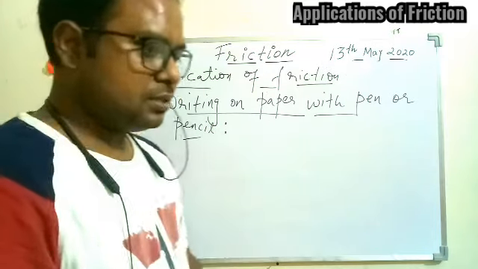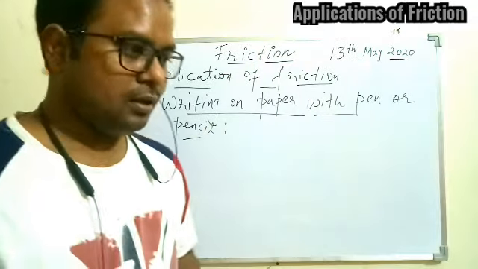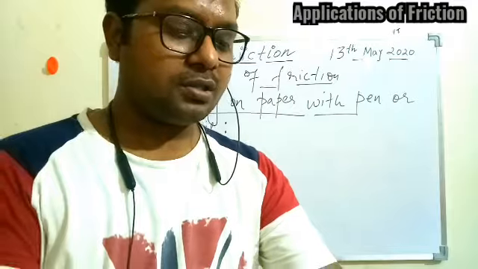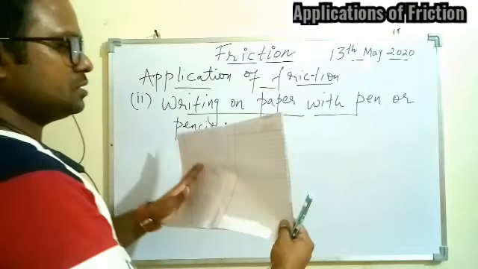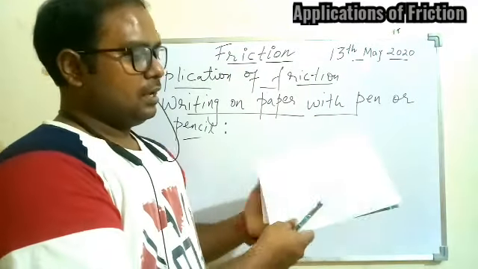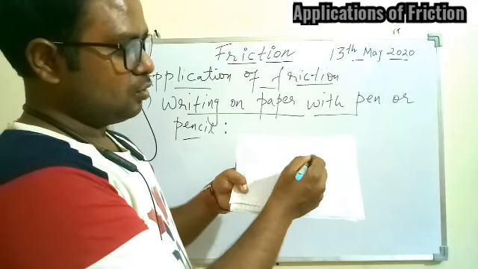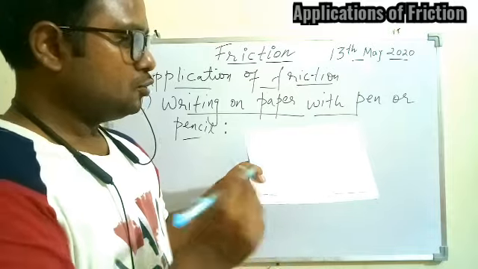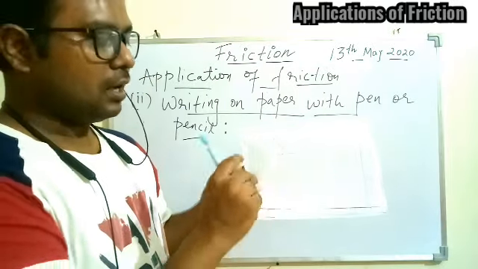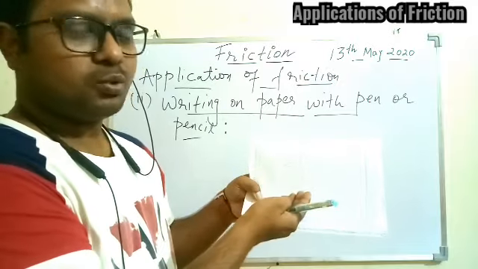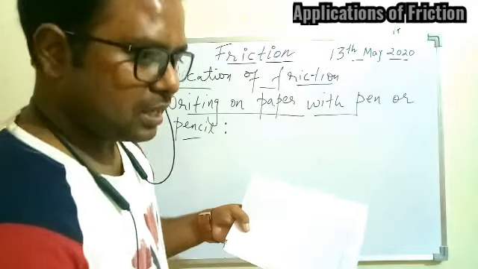So the simple concept is, if we are going to write on a surface, for example this is a notebook, and I am able to write on this notebook with the pen. So why? Because between this pen and the notebook there is a friction, and because of the friction you are able to write also. Okay, and now just take an example.